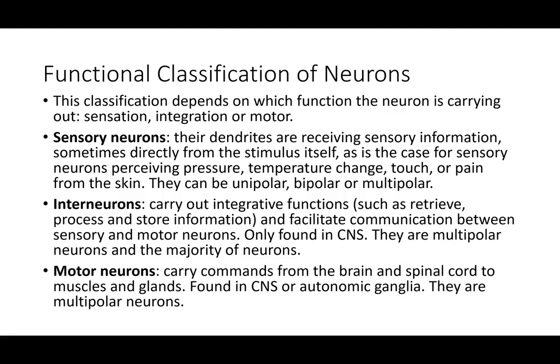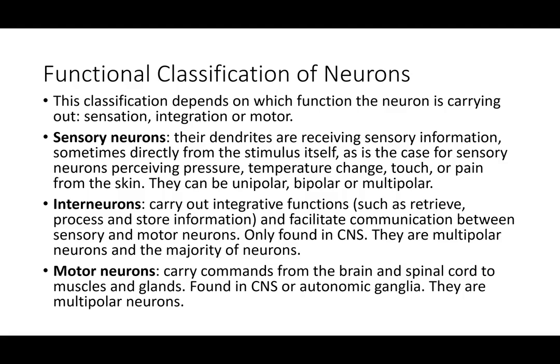Interneurons are going to carry out the integration part of the nervous system function, so retrieving, processing, and storing information, and they're also going to help facilitate communication between the sensory and motor neurons. Interneurons are only going to be found in the central nervous system, and they are always going to be multipolar, making up most of the neurons we have.